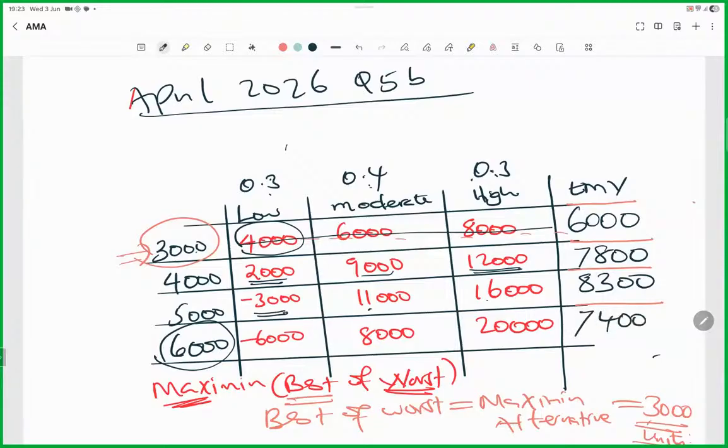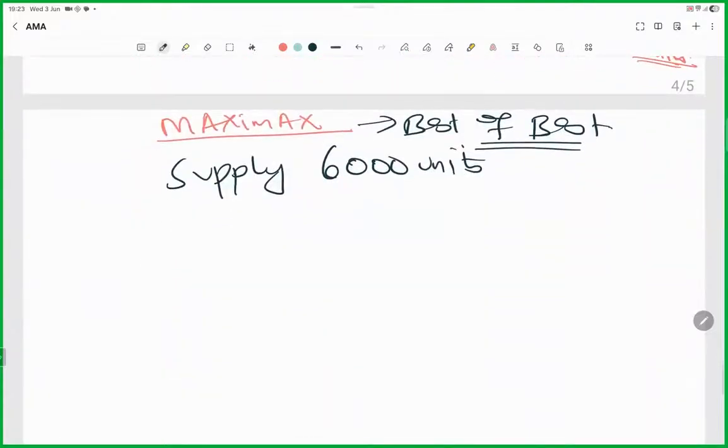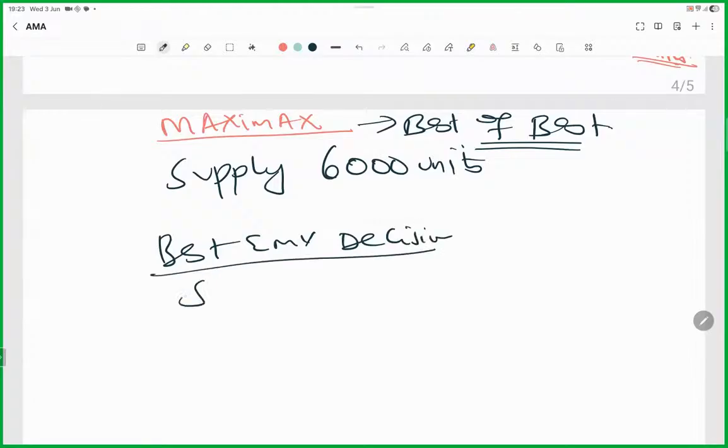So these expected monetary values, you always go for the best, the highest. So which one is the highest here? 8,300, isn't it? 8,300 is the highest EMV. The best EMV. And therefore, using the best EMV decision, they should supply how many units? 5,000 units.